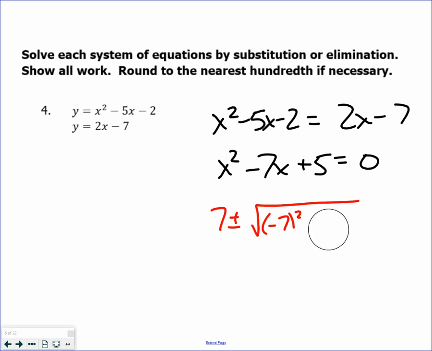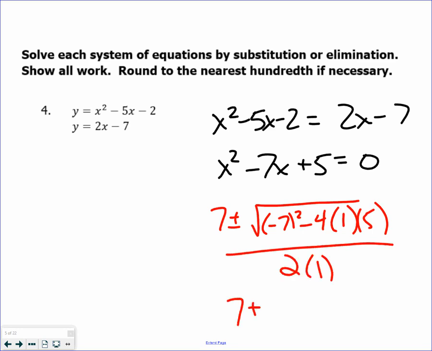Negative b plus or minus the square root of b squared minus 4ac all over 2a. Now, this one's not going to be very nice, I'm not going to lie. The discriminant ends up being 49 minus 20, or 29. And so 7 plus or minus the square root of 29, which is 5.39, over 2.